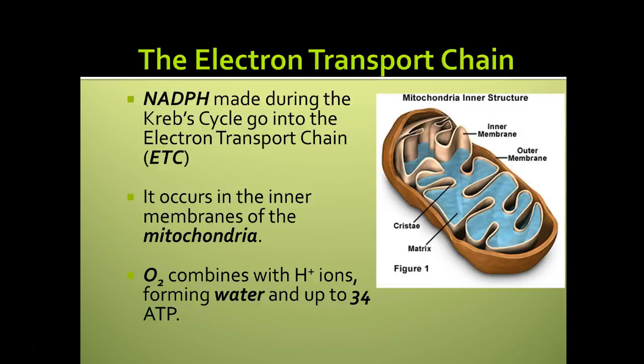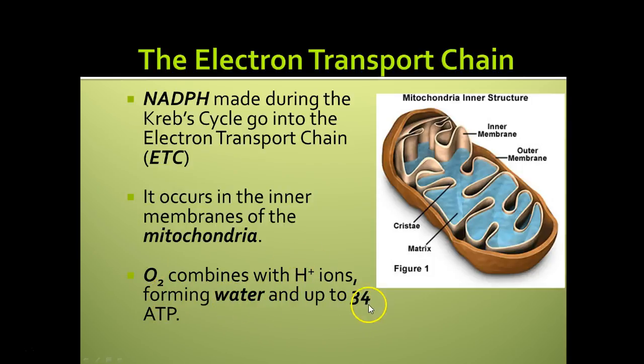Now what happens in the electron transport chain? Well, that NADPH that was made in the Krebs cycle goes into the electron transport chain. This occurs in the inner membranes of the mitochondria. So here you see an artist's model of a mitochondria. It's been cut open so you can see inside there's this inner membrane. And the electron transport chain actually occurs on this inner membrane. So it needs the NADPH that was made from the Krebs cycle, and then the oxygen combines with hydrogen ions, and that forms water. Of course, if you add oxygen to hydrogen, you of course are going to get water.